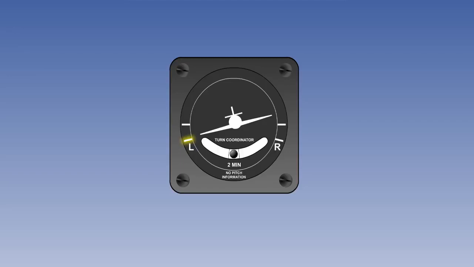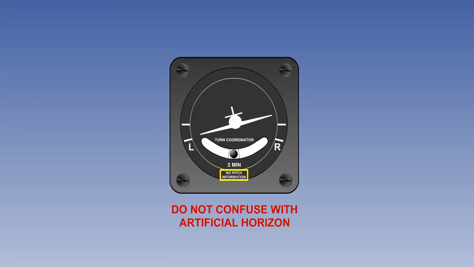In a normal banked turn, the aircraft symbol tips in the direction of the turn, and by keeping the aircraft symbol aligned with the specific marker, and by also keeping the ball in the centre of the slip indicator, a balanced rate 1 turn will be achieved. Make a note, however, that the aircraft symbol does not indicate the bank angle, but only the direction and rate of turn, and it is not to be confused with the artificial horizon, which it can resemble in appearance.